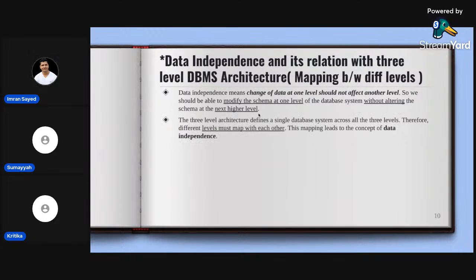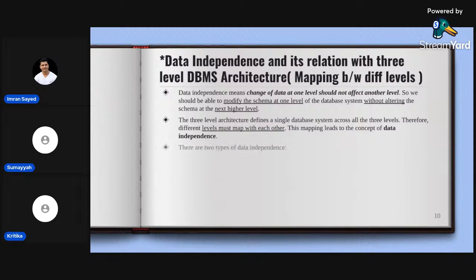The three-level architecture defines a single database system across all three levels. Therefore, different levels must map with each other. This mapping leads to the concept of data independence. So this mapping word we have to remember.